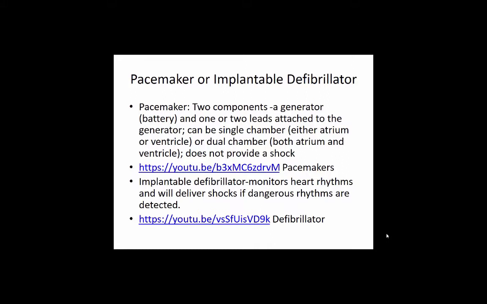An implantable defibrillator monitors heart rhythms, and if those rhythms get off kilter, it will deliver a shock. And there's a short YouTube video there about the defibrillator. Both of these YouTube videos are closed captioned and are accurate.